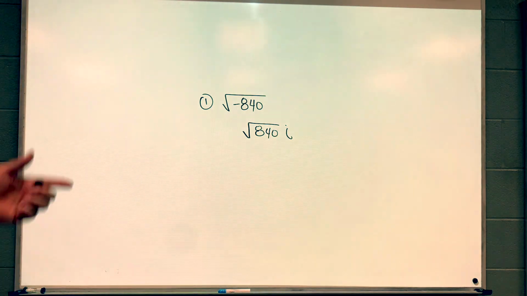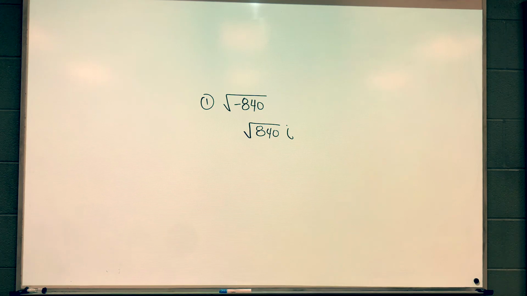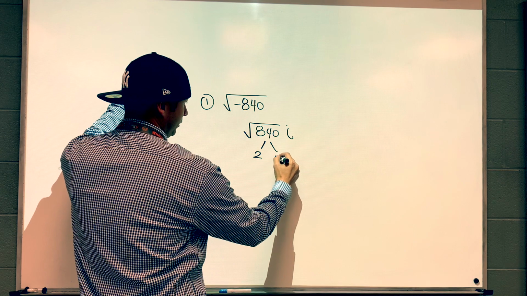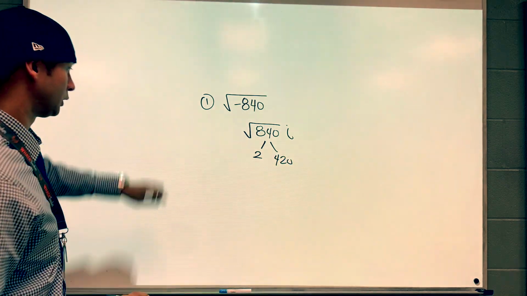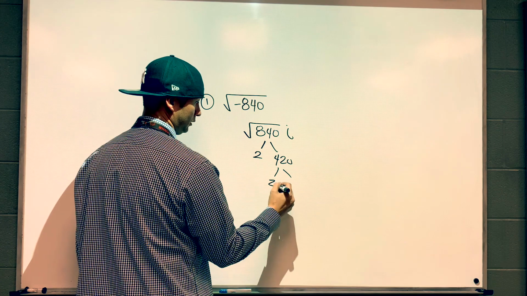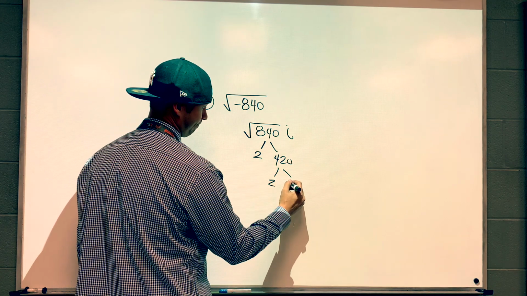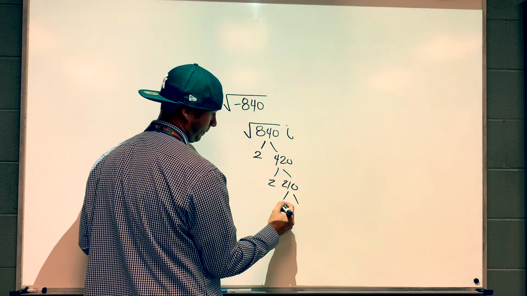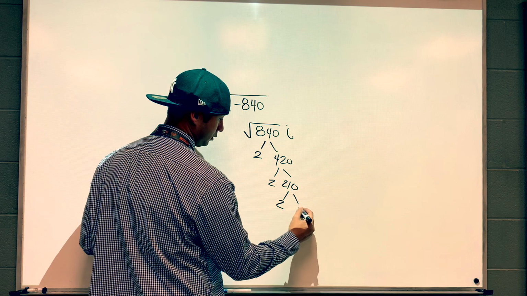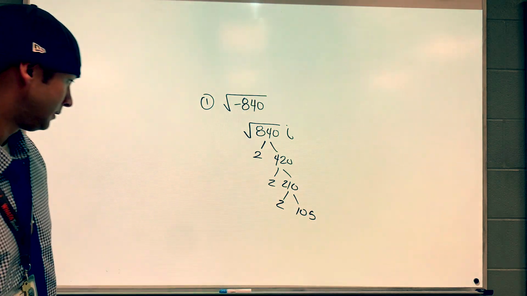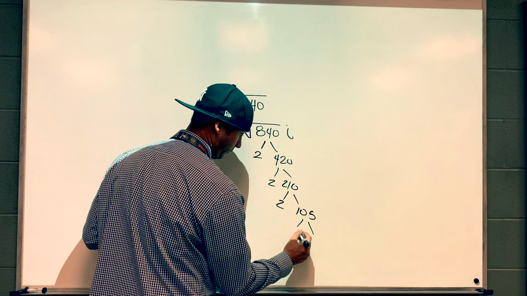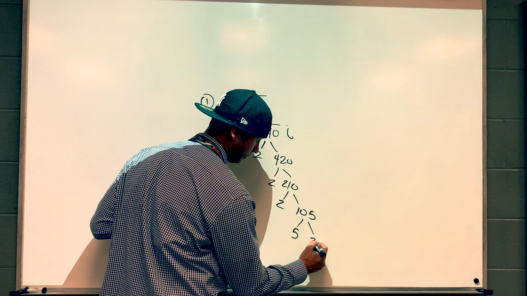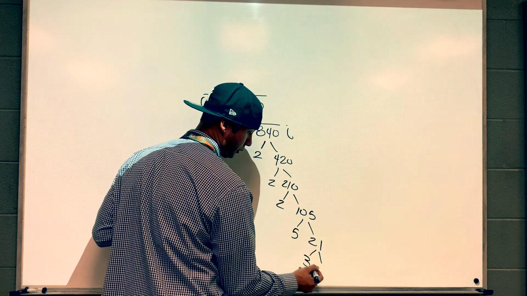All right, we can just start prime factorizing this. It's an even number, so 2, 420. 2 goes into that, 210, 105, 5, this will be 21, and 3, and 7.